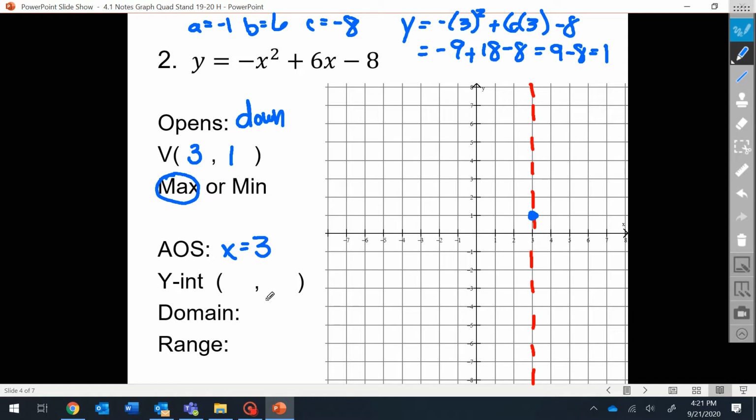The y-intercept is the c value, which in this case is negative 8. So 0, negative 8, which is down here. So I'm going to reflect that to get my other point. So it's 1, 2, 3 away, so 1, 2, 3 away on the other side.